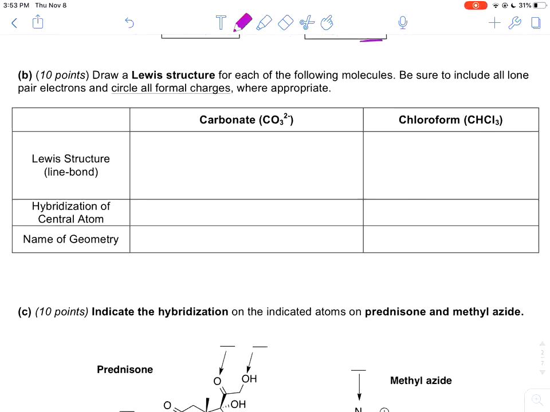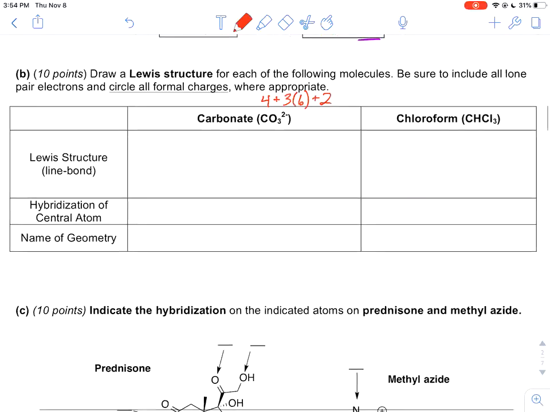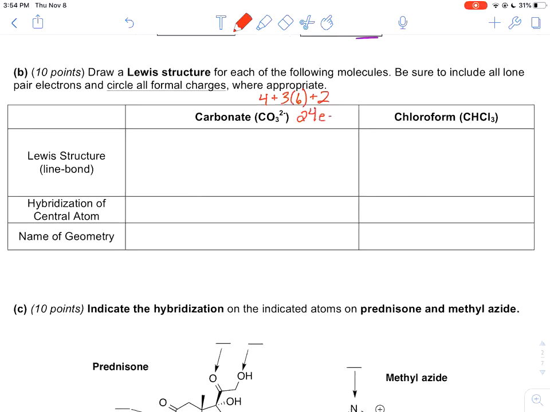We have part B. We're going to draw Lewis structures for each molecule. We're going to add lone pairs and formal charges where appropriate. So the key thing here for drawing a carbonate molecule is to first count up the valence electrons. You don't want to skip that step. That would be silly. You have 4 valence electrons from carbon. You have 3 times 6 valence electrons from the oxygens, plus those 2 from your charge there. So that's 18 plus 2 is 20, plus 4 is 24 electrons total.